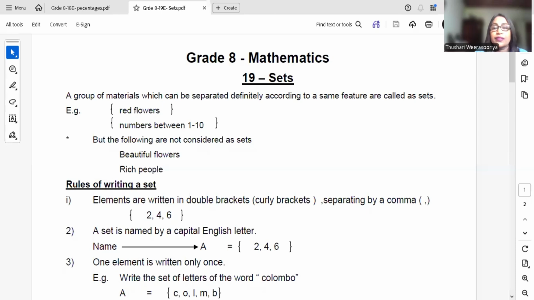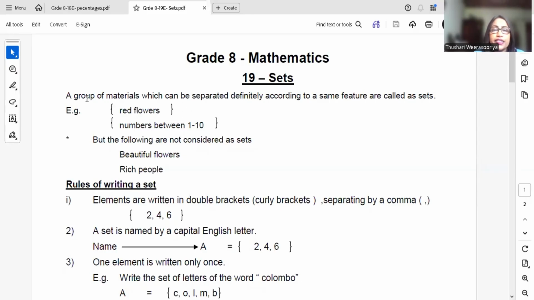Today I'm going to do the grade 8 English medium lesson 6, that is the 19th chapter. This lesson you have done in grade 7. Can you remember? We'll see how to identify the sets.